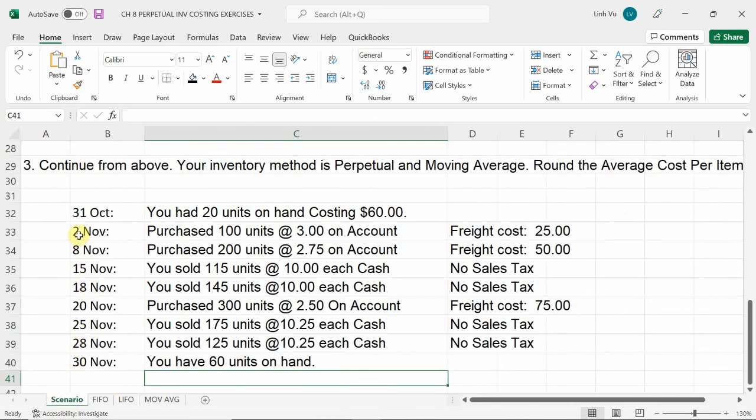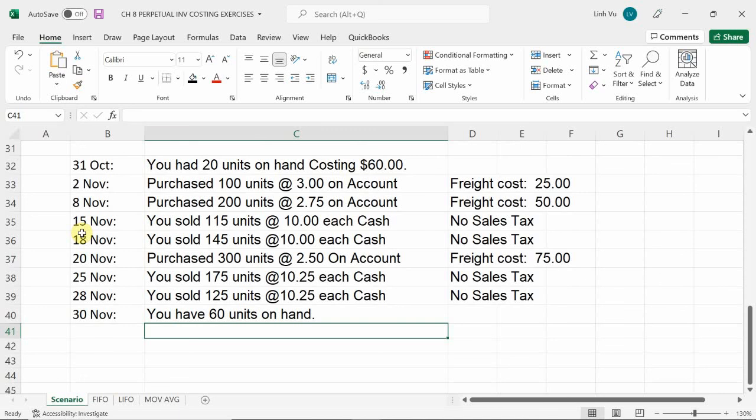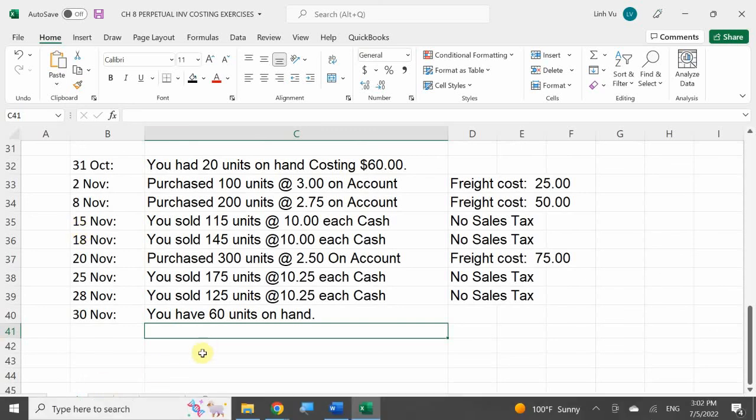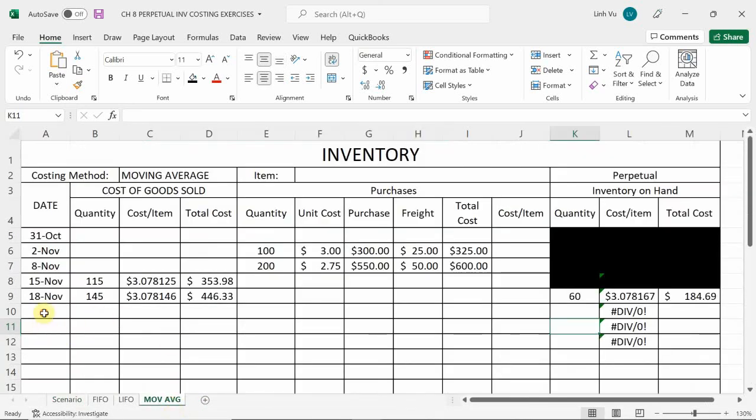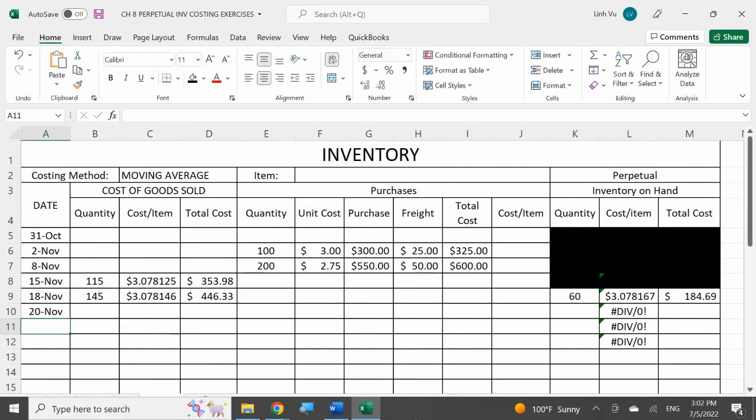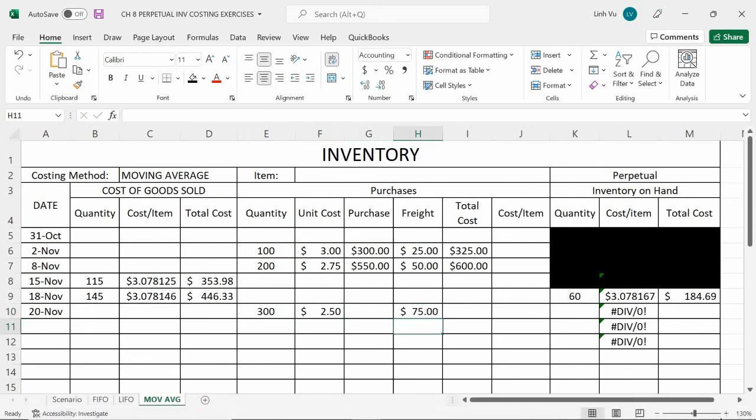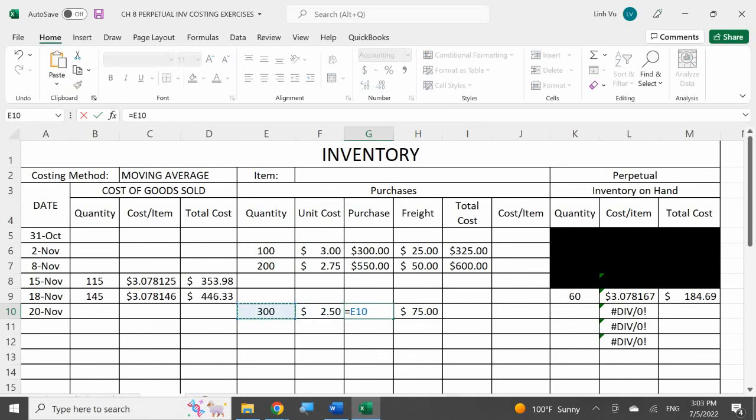Then November 20th rolls around and we purchase a grand total of 300 units at $2.50 with a freight of 75. So what's my total purchase price here? $750. Plus freight, $825.